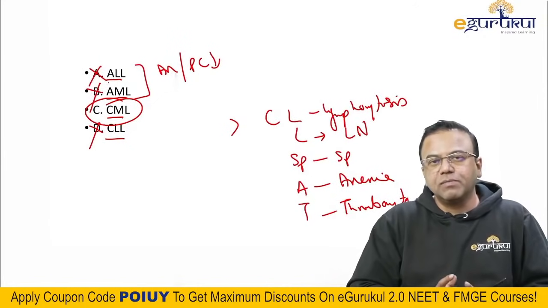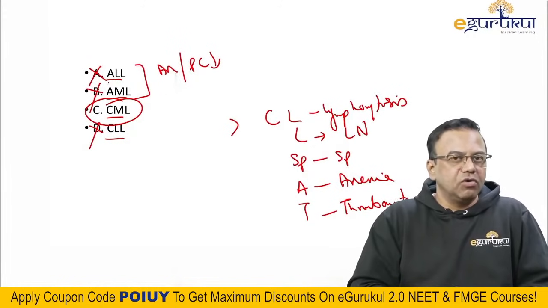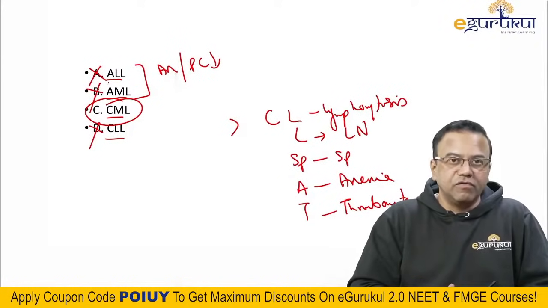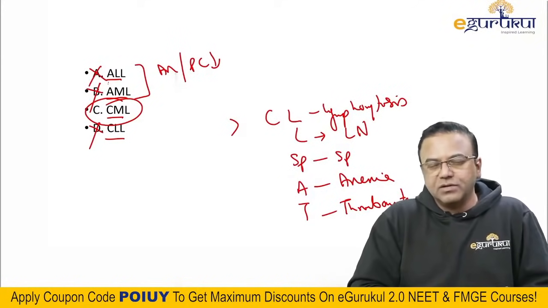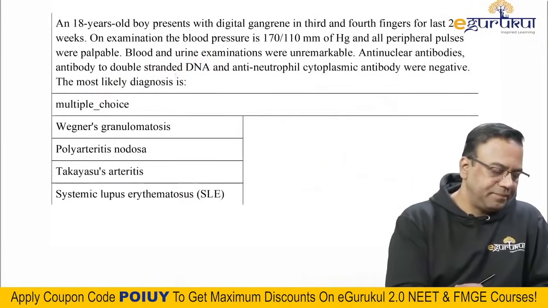This is nothing but chronic myeloid leukemia. So this is how your approach should be in these kinds of choices. When they give you acute leukemias like this, I told you how to differentiate ALL from AML. Look at the stains, look at the age, look at the CD markers. That will tell you whether the answer is ALL or AML.